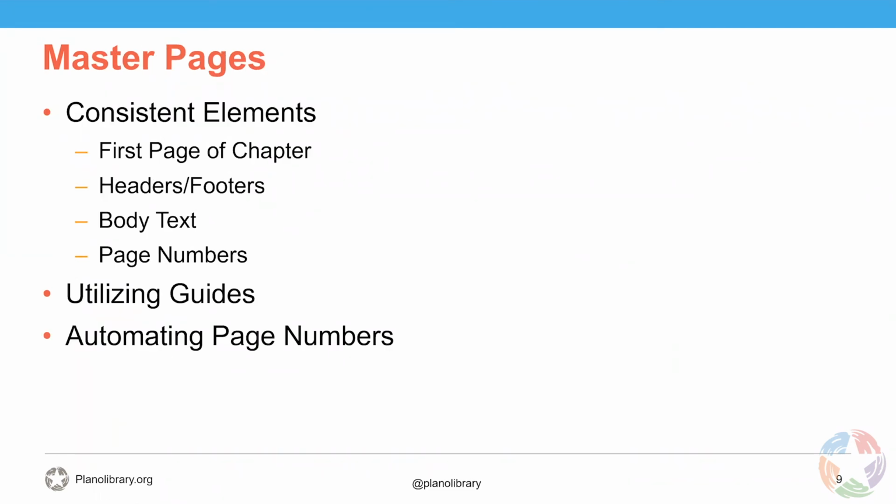Now I'm jumping into some InDesign features that I'm going to go over in this class today. So master pages, we are going to really focus on building those consistent elements, like having consistent first pages of chapters, our headers and footers, where our body text is located on each page, the page number location on each page. I'm going to go over how to utilize guides to line up everything consistently. And I guess I duplicated the page numbers, but you can automate those to where you don't have to worry about it on your actual text.